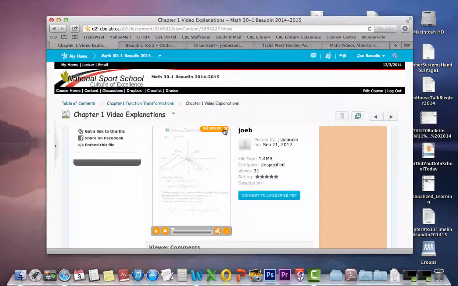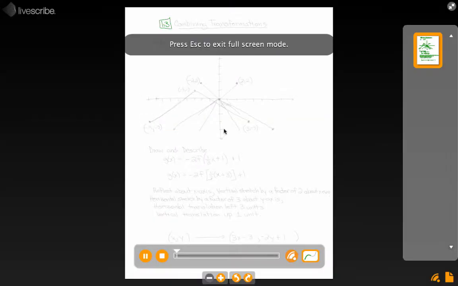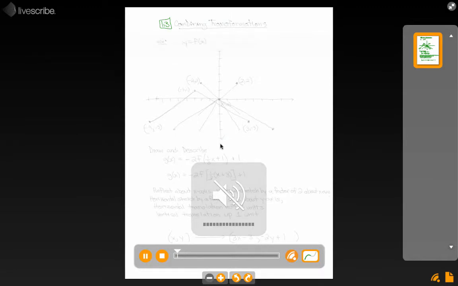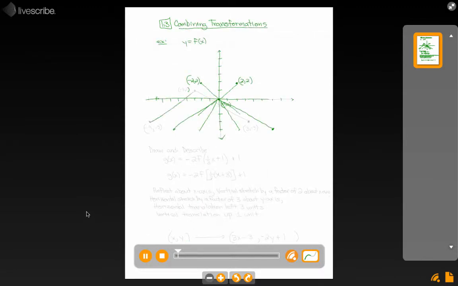Is 1.3, and it's called combining transformations. Okay, to start off with this example, we're given a function, y equals f of x, and it's just this funny looking little v function here. Goes up to negative 2, positive 2, 0, 0, and 2, 2.